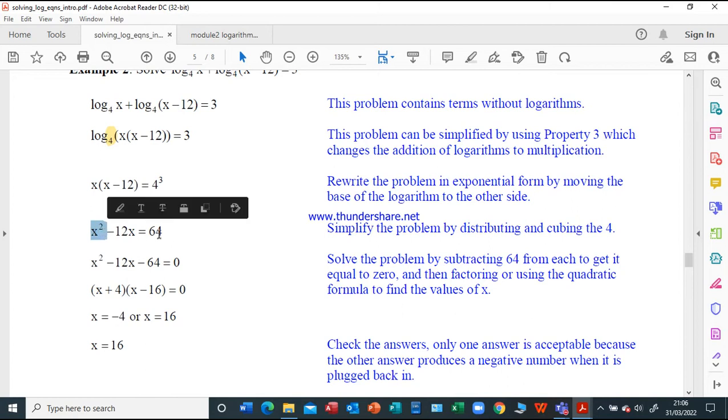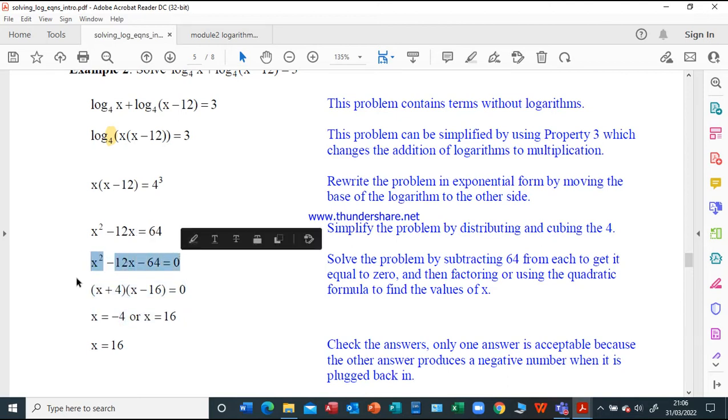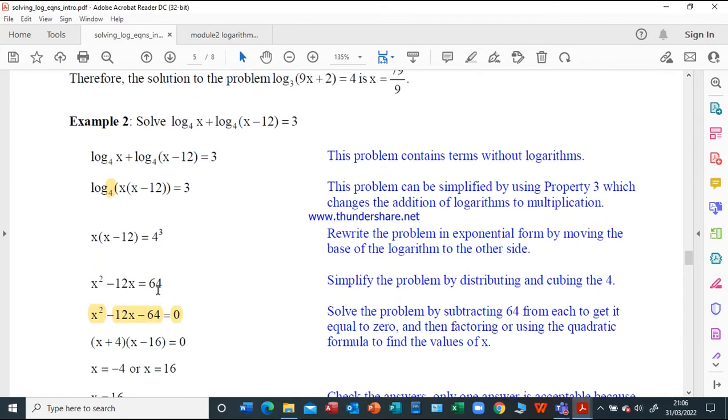Now already we see it is x squared. That means it's a quadratic equation, and for quadratic equations one side must be equal to 0, so we subtract 64, so we get now our quadratic equation as x squared minus 12x minus 64 is equal to 0. Then we factorize this.